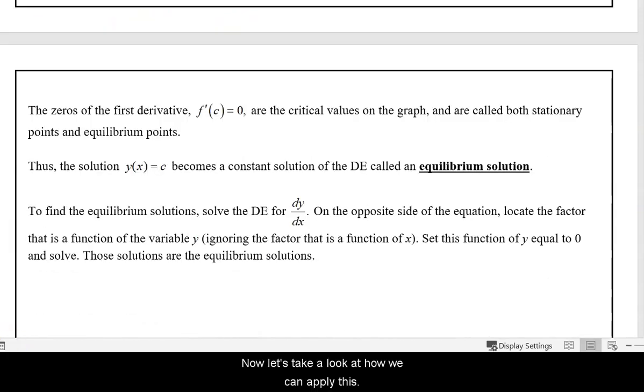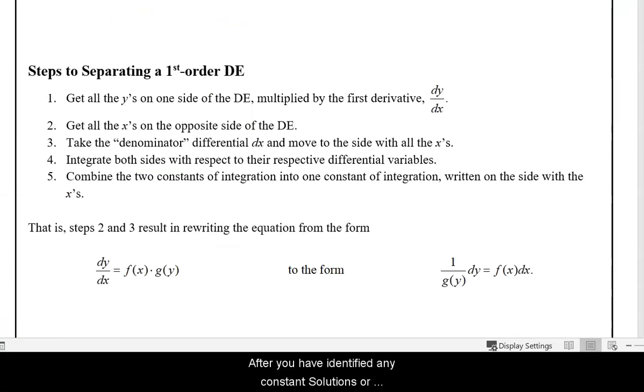Now let's take a look at how we can apply this. After you have identified any constant solutions or equilibrium or stationary solutions, then we want to get all of the y's on one side of the differential equation. This assumes that you have already discovered that it can be separated, meaning that you solved for dy dx and you observed that you could separate the factors into factors of only x and factors of only y, and that they're multiplied together. If you can do that, then you'll move all the y's to one side and you'll have them multiplied by the derivative dy dx. That's the first derivative.